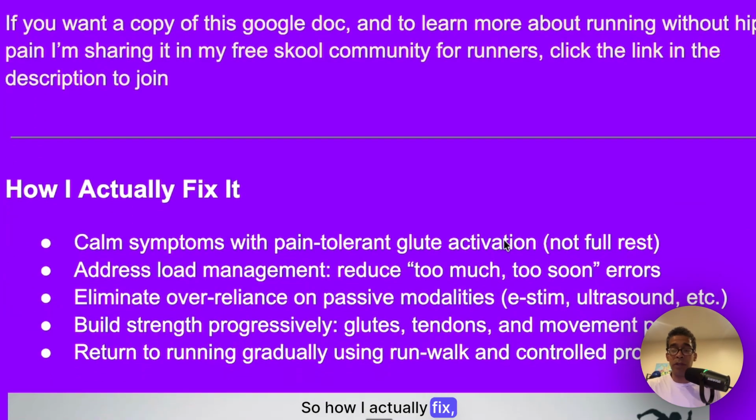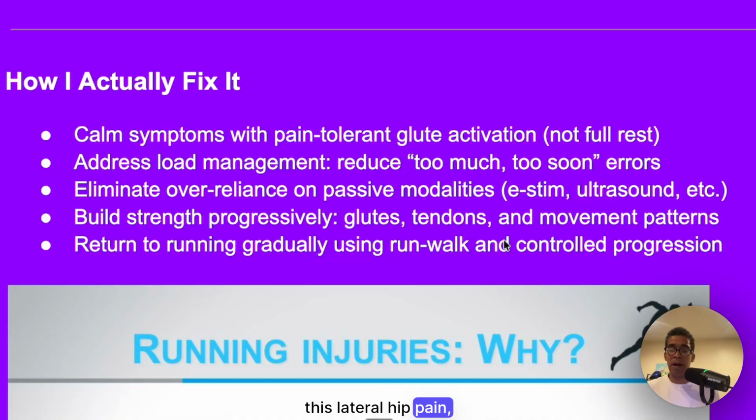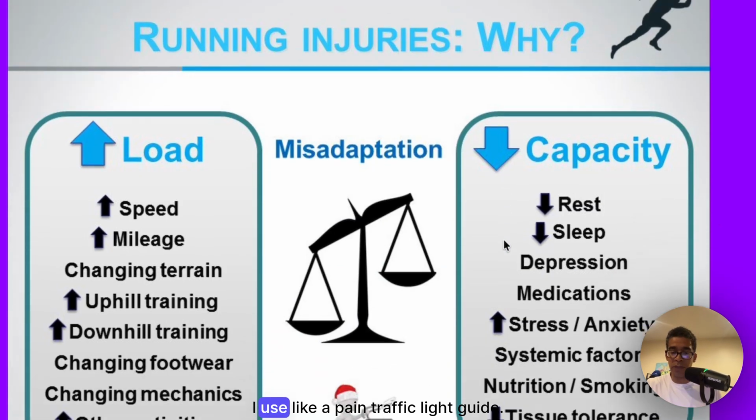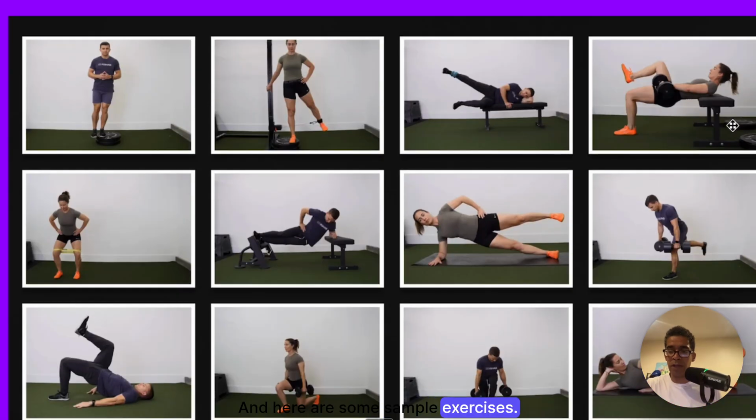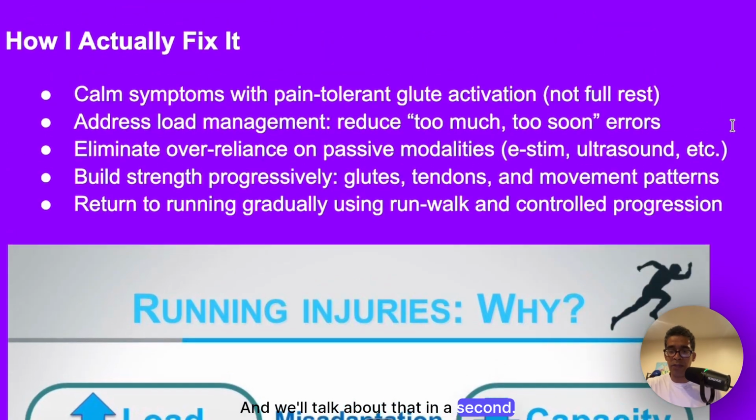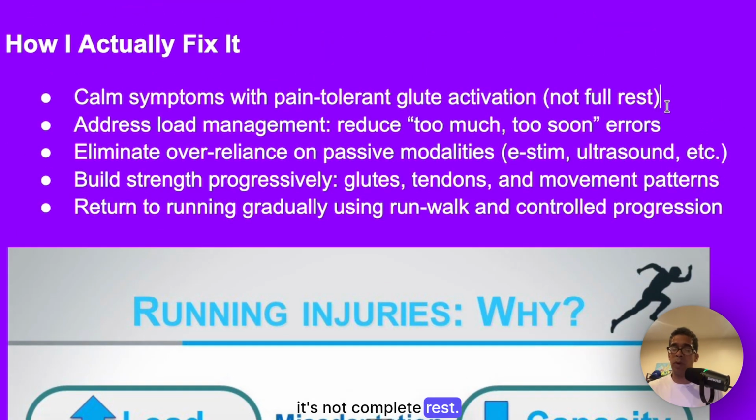So how I actually help runners who have this lateral hip pain overcome this issue, right? Calm their symptoms based on whatever stage of irritability their tendon is in. Essentially, I use a pain traffic light guide. I'll show you later. And here are some sample exercises, and we'll talk about that in a second. But essentially, it's not complete rest. You're not saying, oh, you're going to lay in bed all the time.